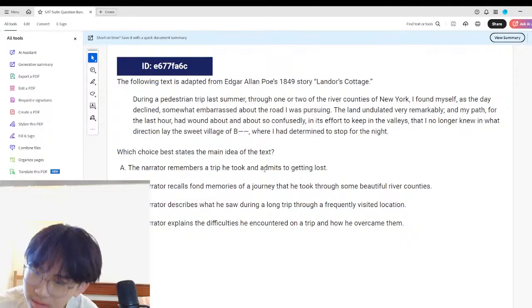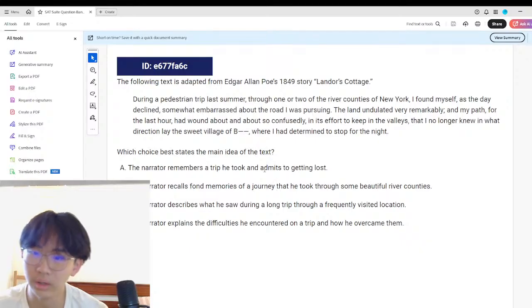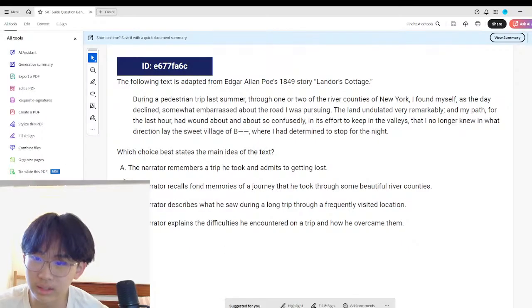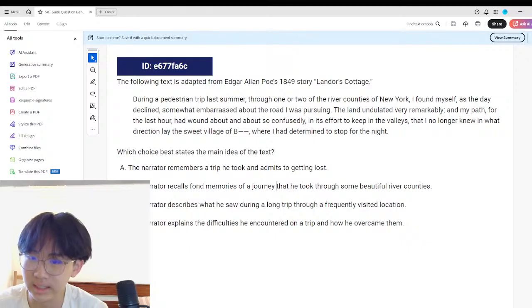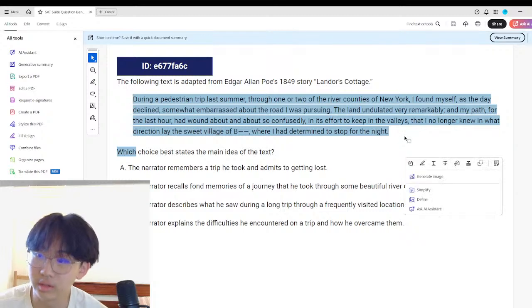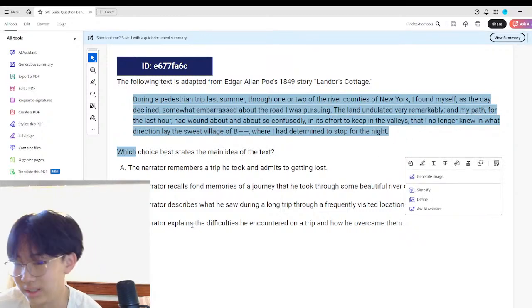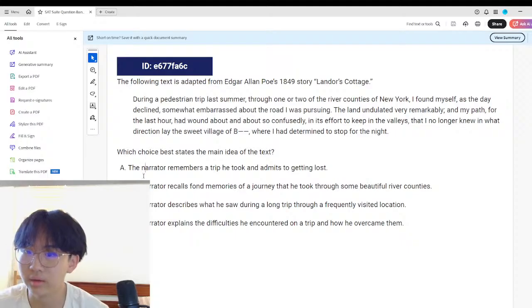A looks, it might be right. So let's narrow it down to A, C, and D, right? If we look at the passage, it doesn't really talk about anything frequently, right? So it just talks about a little journey. I wouldn't say C is correct. Let's look at D and A now.